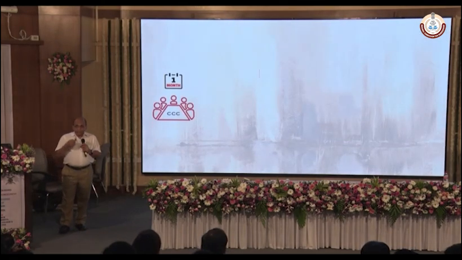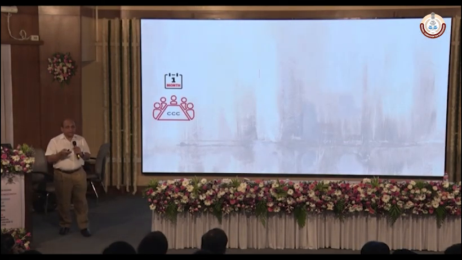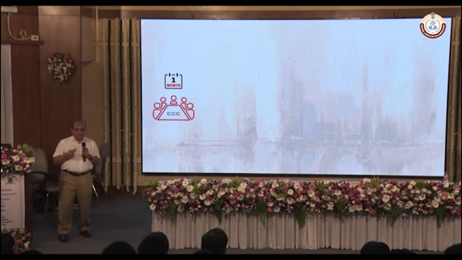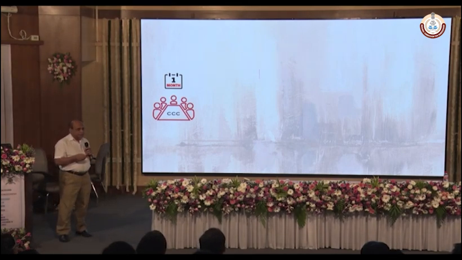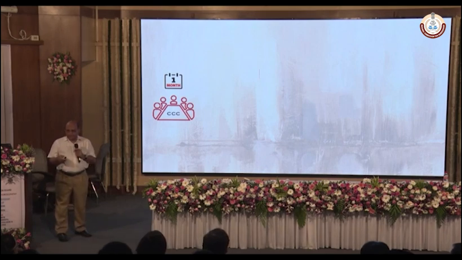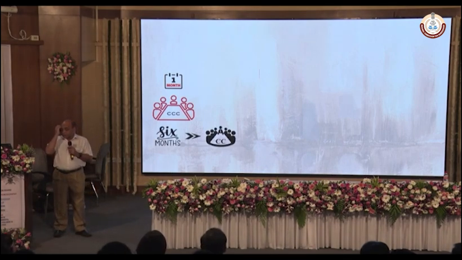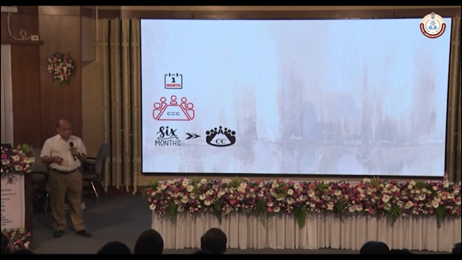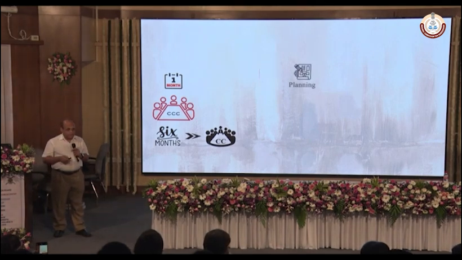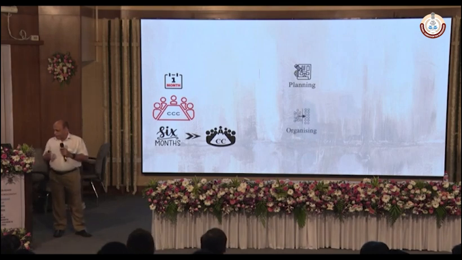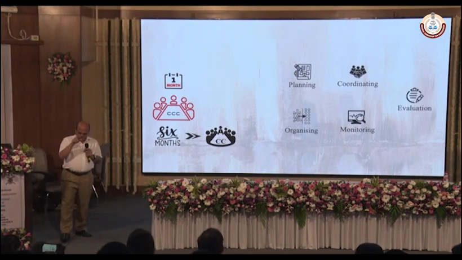Now, for implementing the actual academic governance, you need to have something called the Curriculum Coordination Committee. What it is, we'll see later. It should be meeting at least once a month initially to make the planning and other things. And this will be reporting to the College Council at least once in 6 months. The purpose of the Curriculum Coordination Committee is planning, organizing, coordinating, monitoring, and evaluating the syllabus.